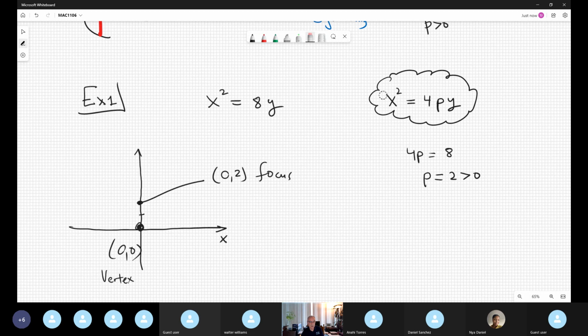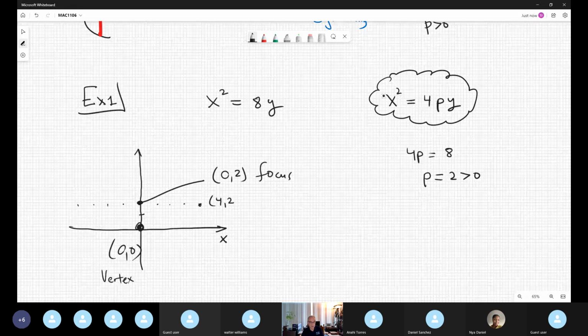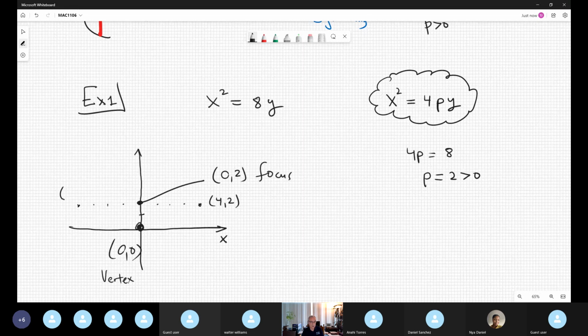Endpoint of the focal diameter is, let me try to do my best. I want to erase the parabola. So now p is 2, so 2p is 2 times 2, which is 4. 1, 2, 3, 4. Wow, it's too wide. 1, 2, 3, 4. That point is the point 4, 2, and this point would be negative 4, 2. And these are the endpoints of the focal diameter. So our parabola is wider. It's like that.